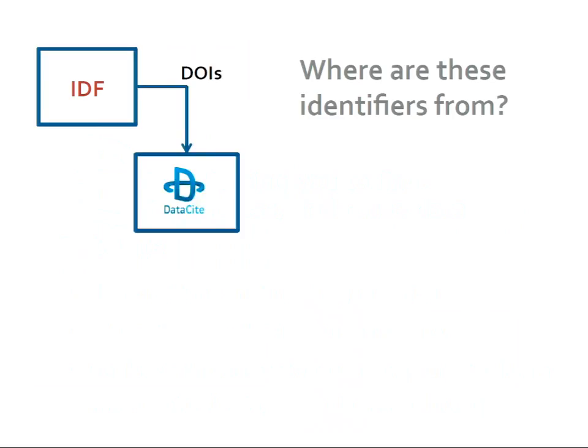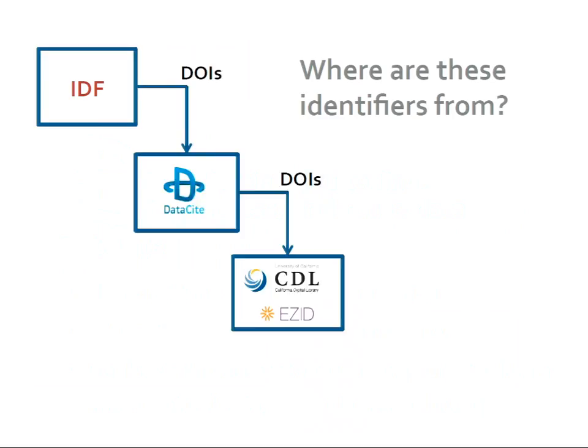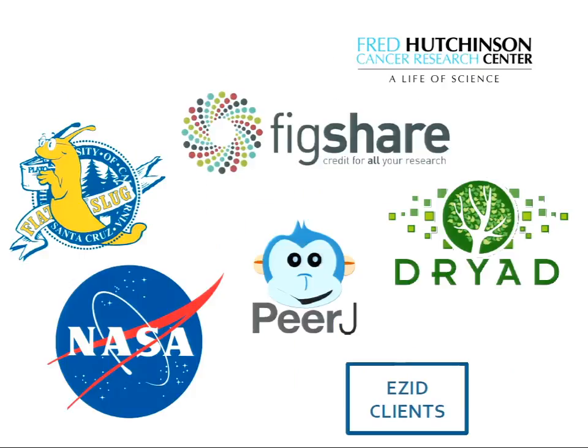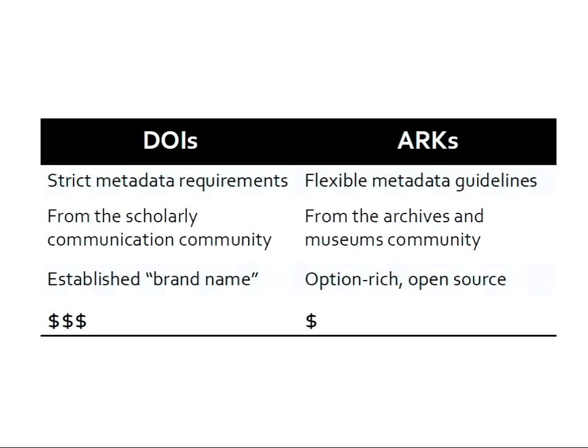And so we get DOIs. Those DOIs go through DataSite. The DataSite DOIs then come to us at the CDL. We have this EasyID service, and we also generate ARCs, which are our own identifiers, and both of those go to the EasyID clients. And there's a lot of EasyID clients. The most famous is probably Figshare, but we also support Dryad, PeerJ, which is a new journal, and there are many clients that we work with, academic groups, and beyond. So that's the gist of EasyID in general.